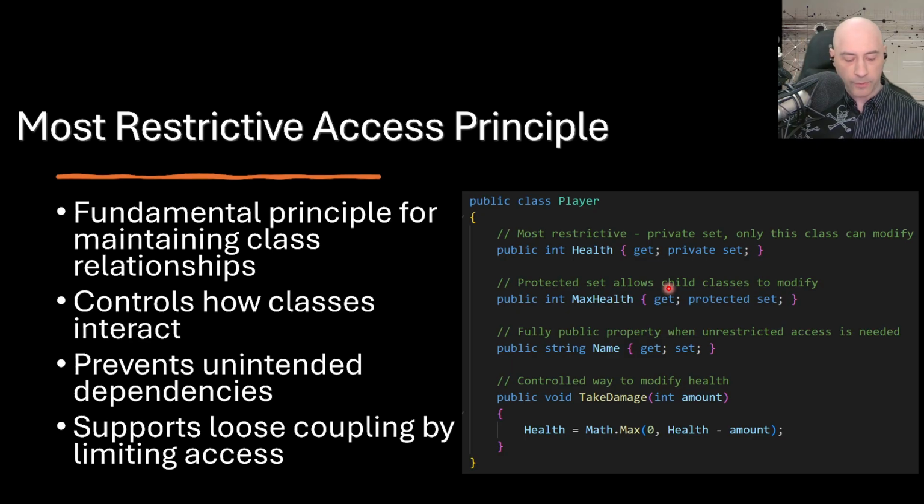Let's look at a player class example for a game here. We have a player in the game with various attributes. So how should other parts of the game interact with these attributes? First, we have the health property. Notice how it's declared with public int health get with a private setter.